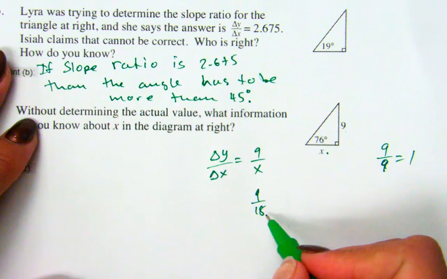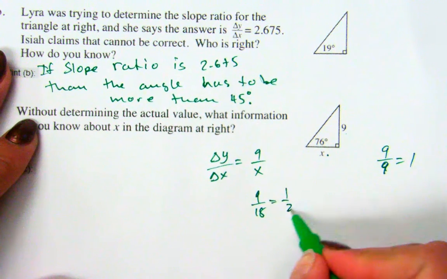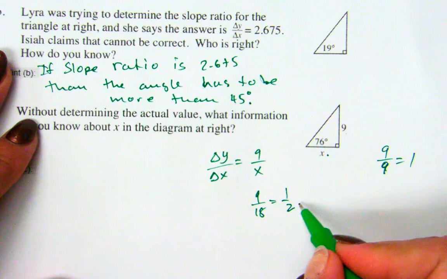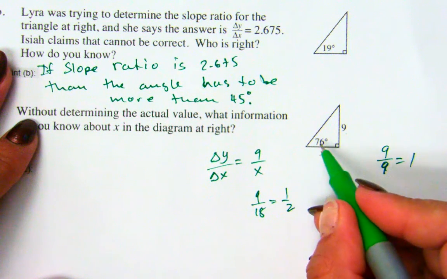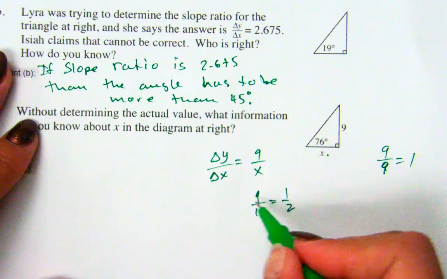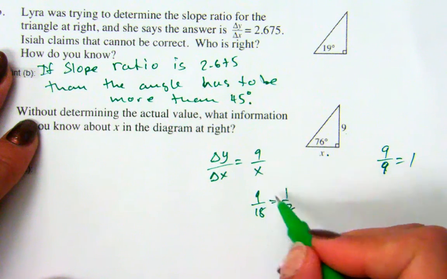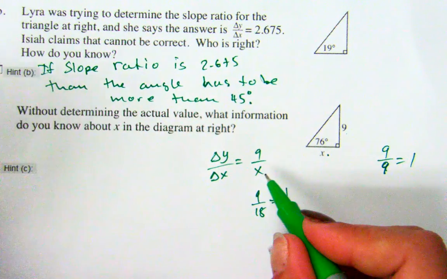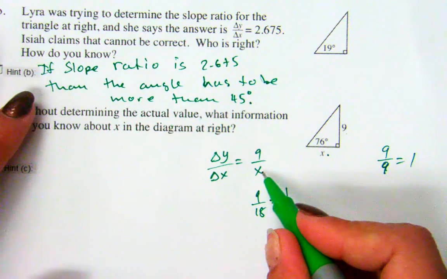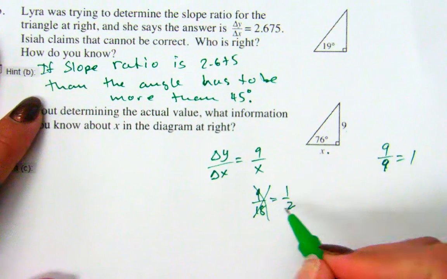Let's say it was 9 over 18. Well, that's just like 1 over 2. That's less than 1. So that can't be, because this is more than 45 degrees. So the number here can't be more than 9. Otherwise, we have an issue. It's going to end up being a fraction. I mean, it's going to end up being a number less than 1. So that can't be happening.